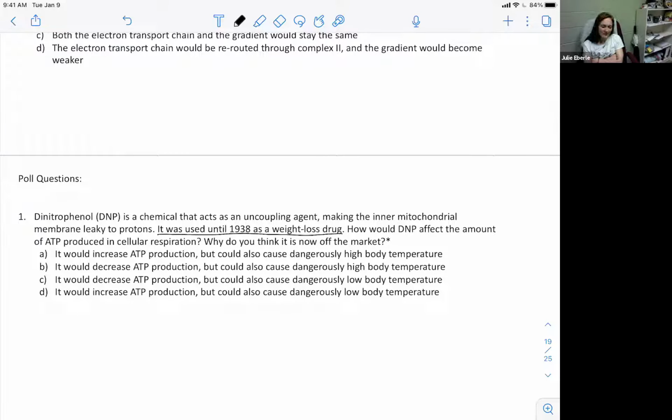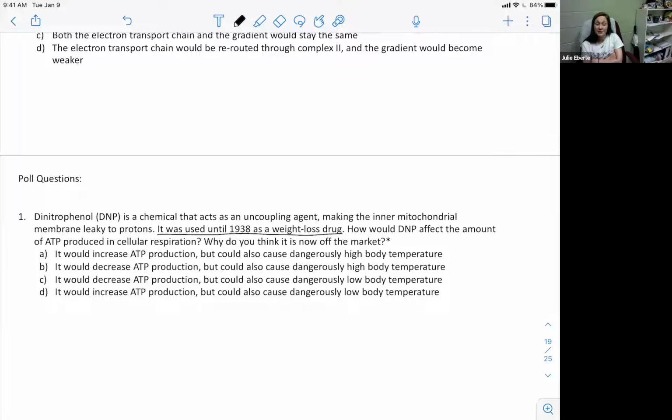The most commonly picked answer is C. I picked C, but I think that it would decrease the production. But when you said that energy creates heat, if we don't have the energy to give off the heat, I think it'd be a high body temperature, I think. Okay.